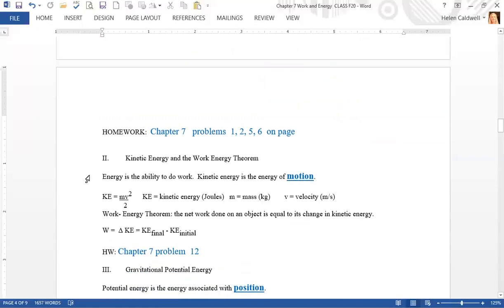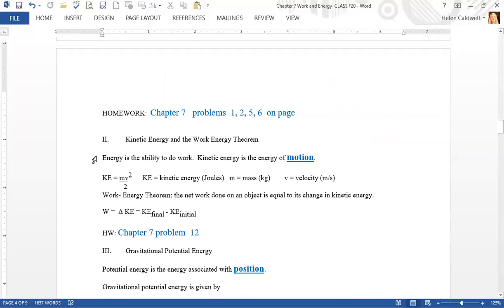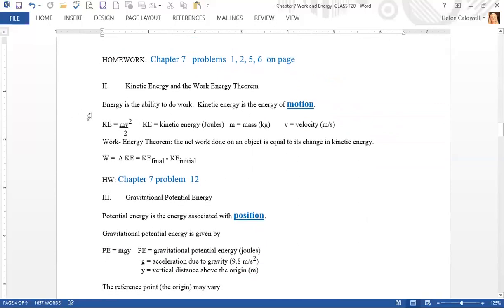All right, so we need to talk about kinetic energy and the work energy theorem. Kinetic energy is the energy associated with motion. The formula for kinetic energy is mv squared divided by 2. It is energy, so it's measured in joules. M is mass in kilograms, V is velocity in meters per second.